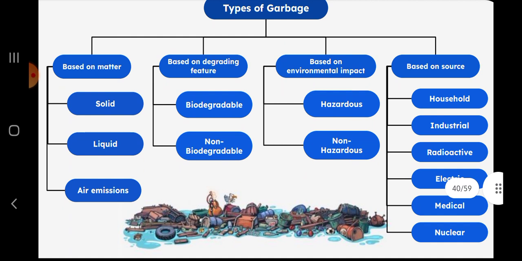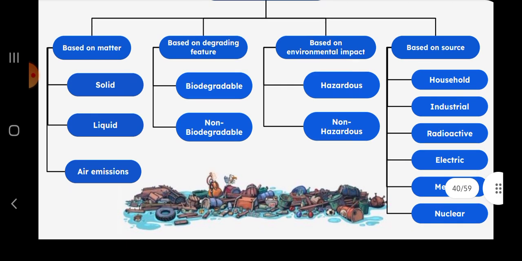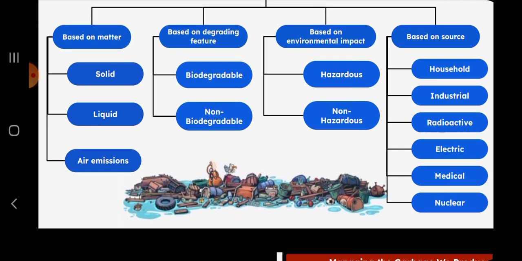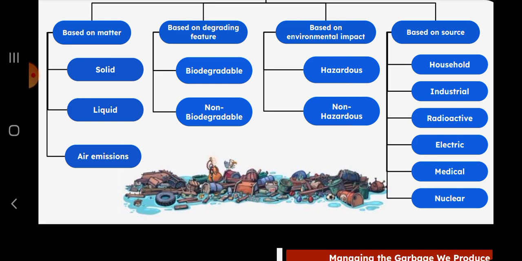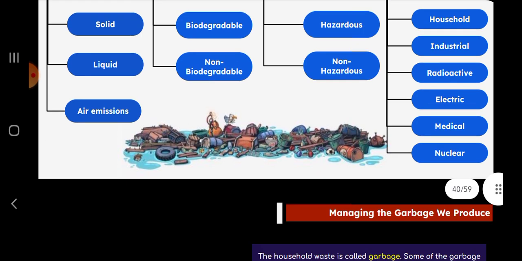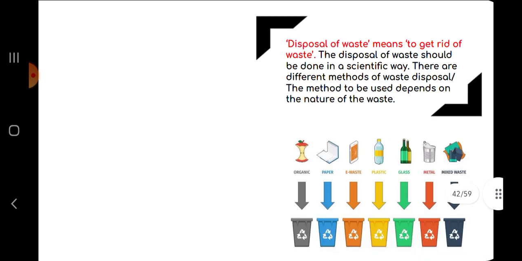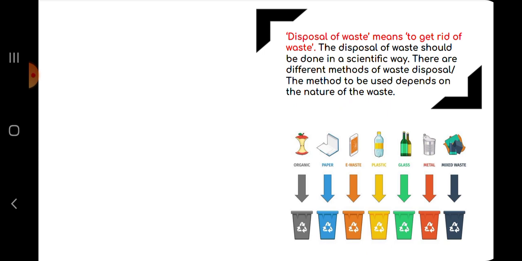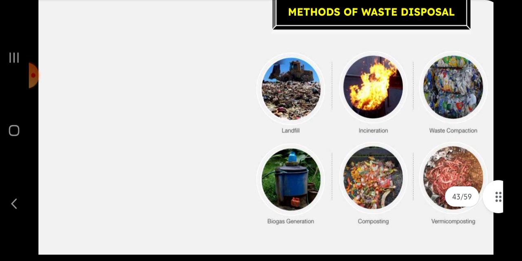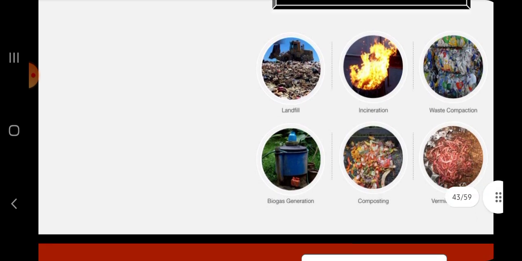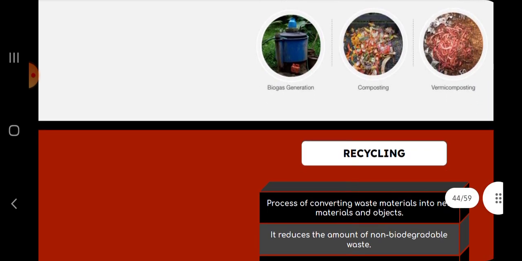Then types of garbage. Based on matter: solid, liquid and air emission. Based on degrading feature: biodegradable and non-biodegradable. Based on environmental effect: hazardous and non-hazardous. Based on source: household, industrial, radioactive, electric, medical and nuclear. Managing the garbage we produce. The household waste is called garbage. Garbage causes pollution of air, water and soil, so it should be disposed of properly. Disposal of waste means to get rid of waste. The disposal of waste should be done in a scientific way. There are different waste methods: landfill, incineration, waste compaction, vermiculture, composting and biogas generation.